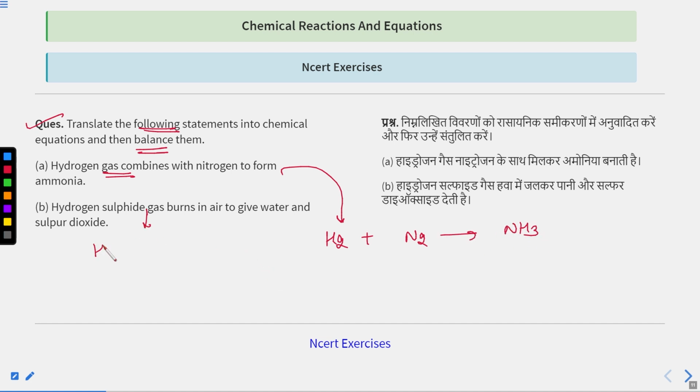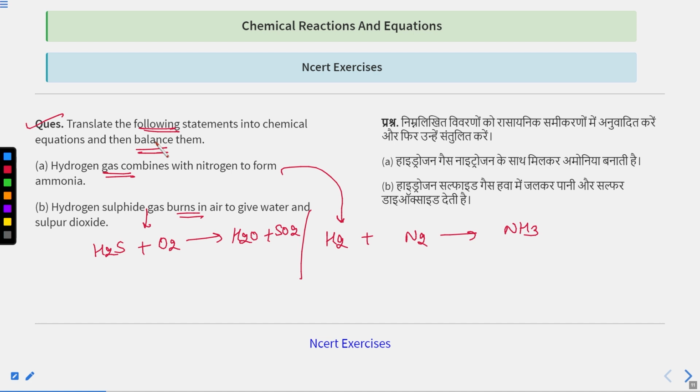Next one is hydrogen sulfide gas. H2S gas is burned in air. Burning is happening in the presence of oxygen. So H2S plus O2 gives water, it means H2O, plus sulfur dioxide, it means SO2. Now, while balancing, I want to tell you the steps of balancing quickly.